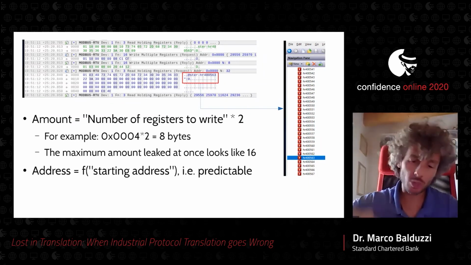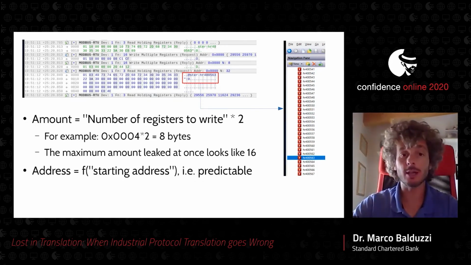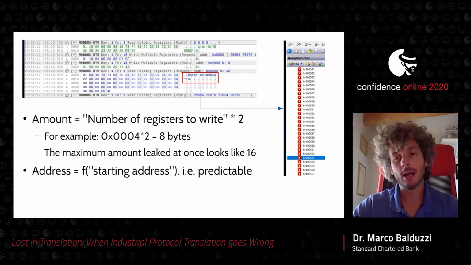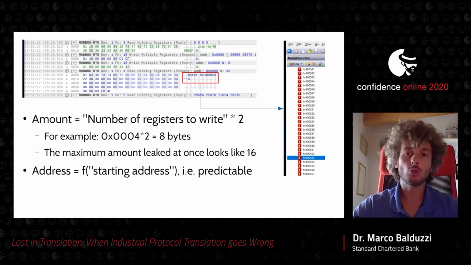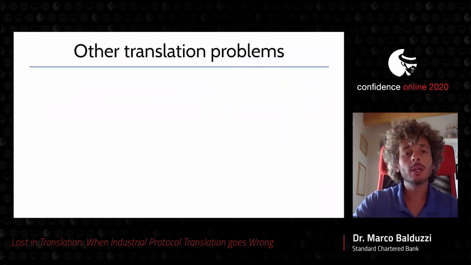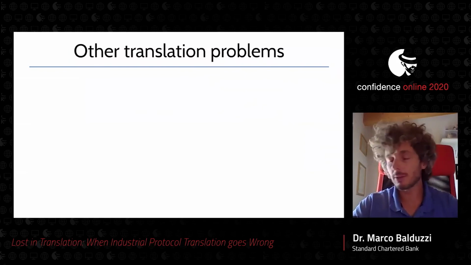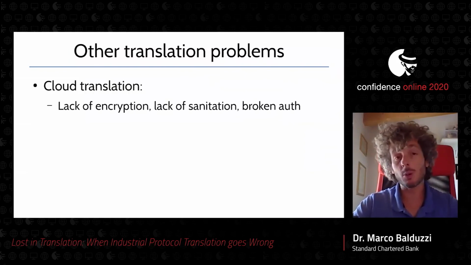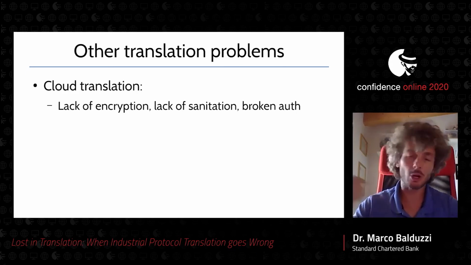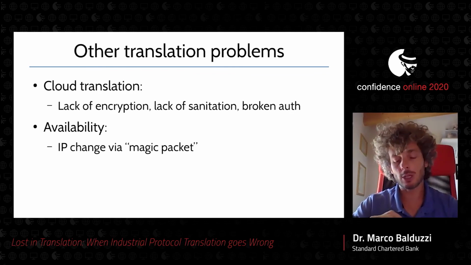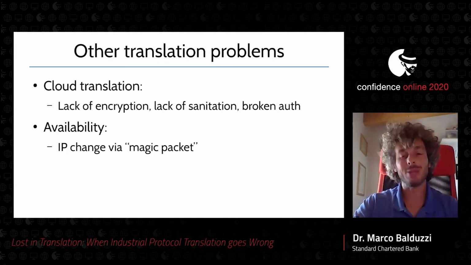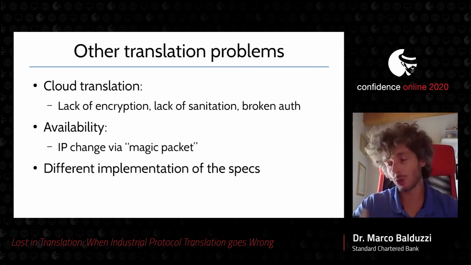And the address of this memory is guessable, it's predictable. So you can control which portion of the address space you're going to map. At that point, you can identify the mapping table and extract it. Of course, we found a bunch of other problems. I don't have time today, but for example a problem with the cloud, the lack of encryption, lack of sanitization, broken authentication, and so on and so forth. The fact that you can change the IP address of these devices by a single magic packet, bring the device offline, or actually to another IP.